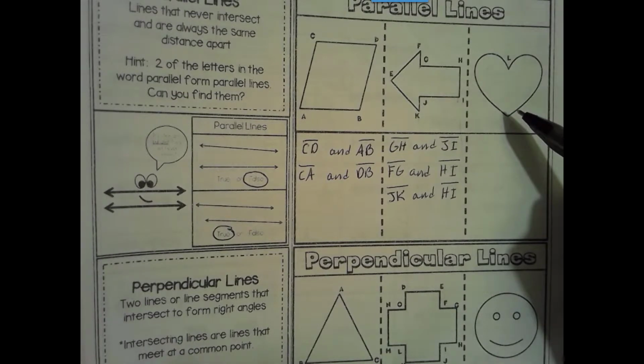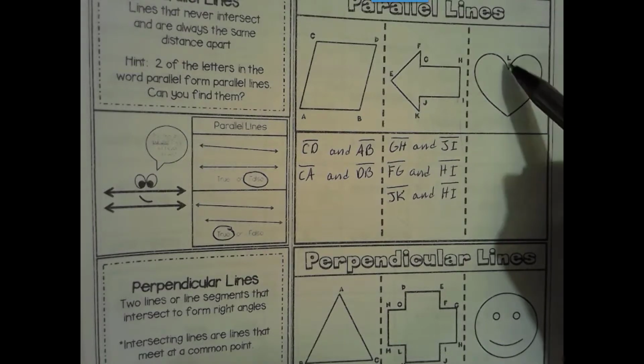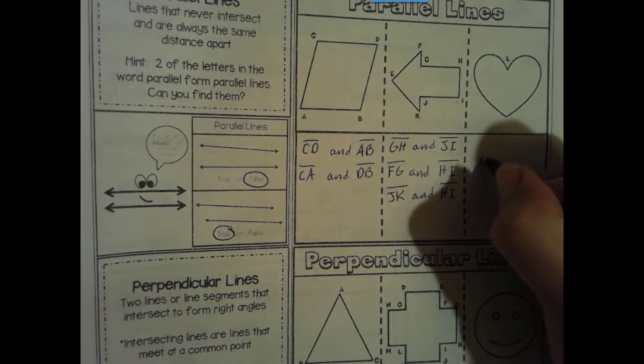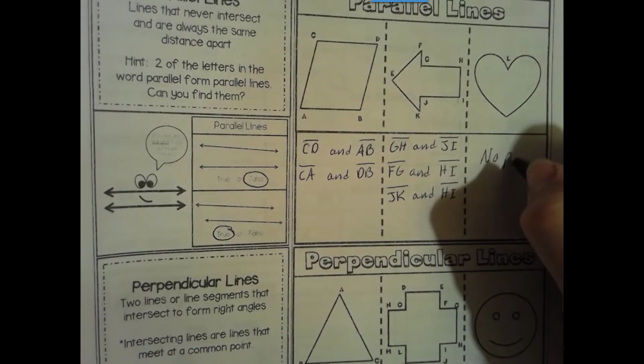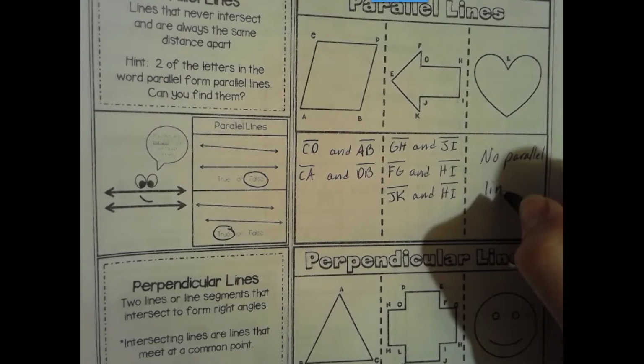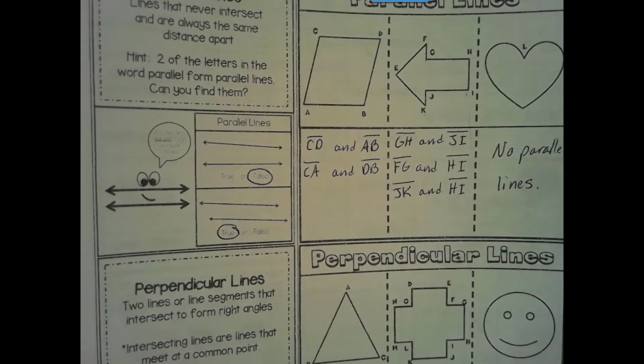In this heart shape, we don't even have lines or line segments. We have a curve here. So it's not a line or a line segment. So that has no lines at all, so we can't have any parallel lines. So no parallel lines, because we don't have line segments or lines at all.